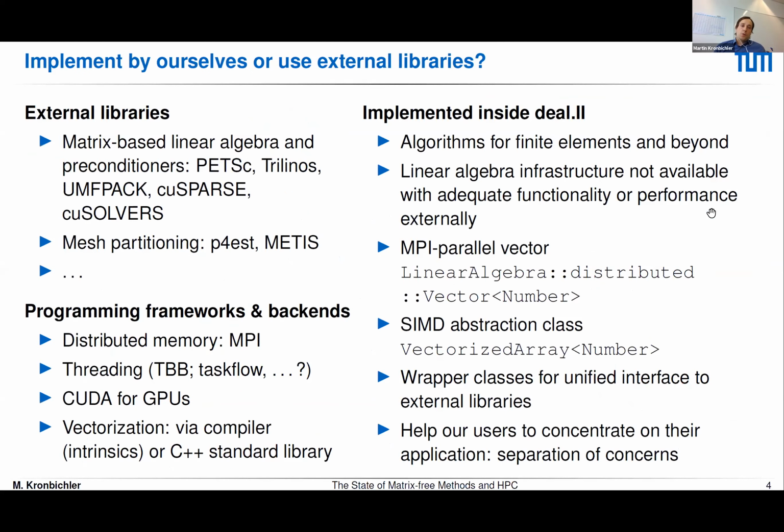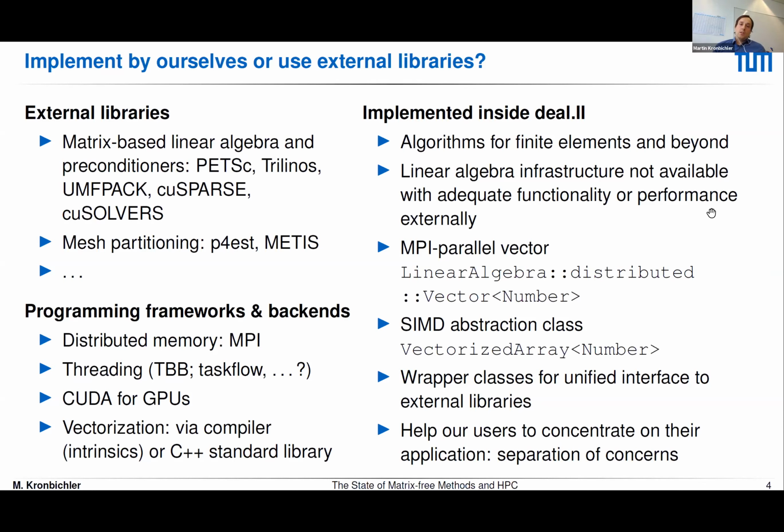Of course, for us as a library, there's always the decision, how do we implement things? Are we using external libraries, which are specialized, for example, in linear algebra, or are we implementing it ourselves? Linear algebra, of course, PETSc, Trilinos, those are things we have included in deal.II for a long time already. And the same is true for the mesh partitioning. That's something we're not specialists in, but we want to use it because we are specialists in finite elements.